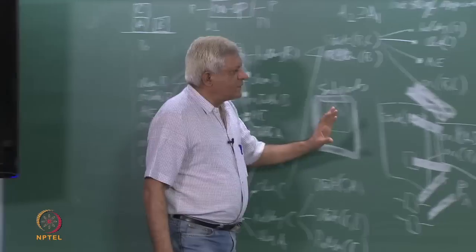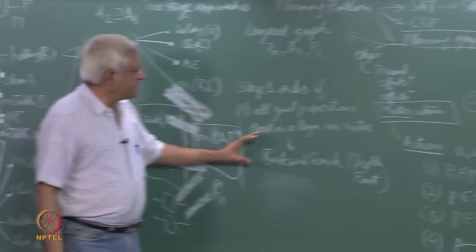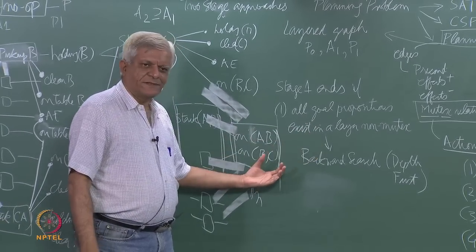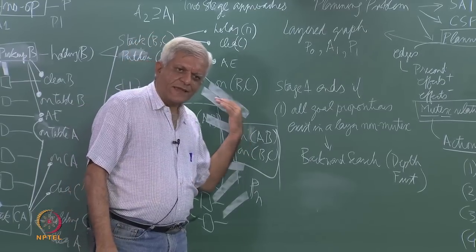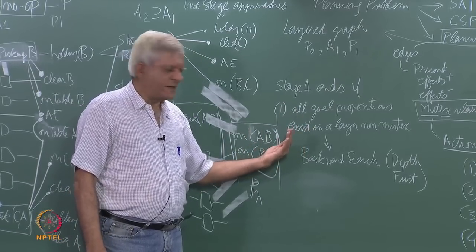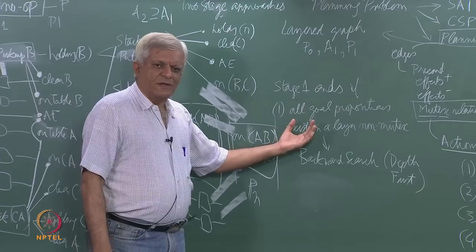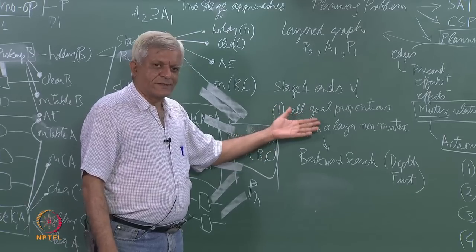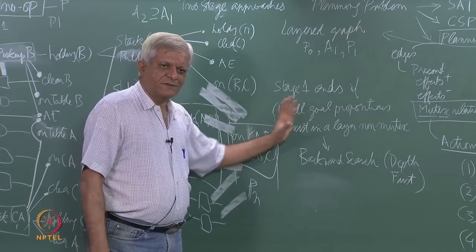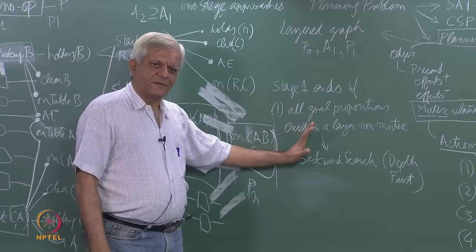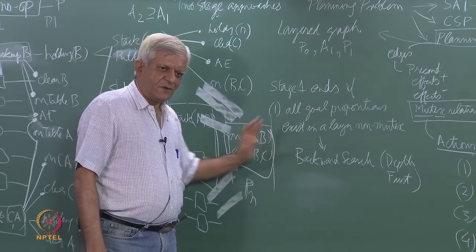Okay, so, in the forward phase, you go until all goal propositions exist in the layer non-mutex, and then you do backward search. If it fails, then you extend the graph by one more layer and do the same thing again. Now, notice that when you extend the graph by one more layer, you will still get those things non-mutex essentially. So, you need to convince yourself about this, that once a goal set is non-mutex, it will remain non-mutex in the next layer also.